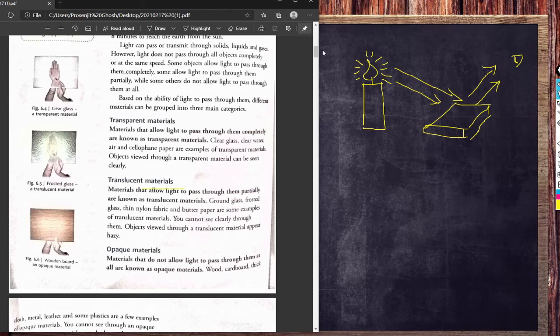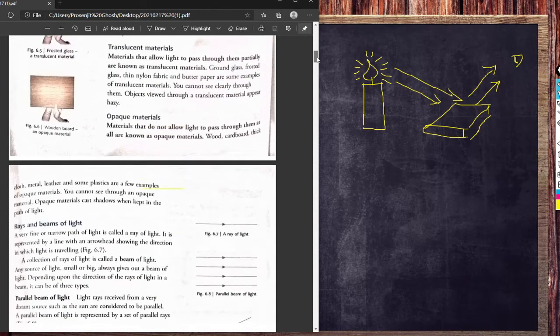Coming to translucent, what is that? The material which allows light to pass through it partially. That means a small amount of light will pass through and some remains reflected or comes back to its first medium. That kind of material is known as translucent material. And finally, opaque material is that which does not allow any light to pass through. That is known as opaque material. So these are very important, with the proper definitions.